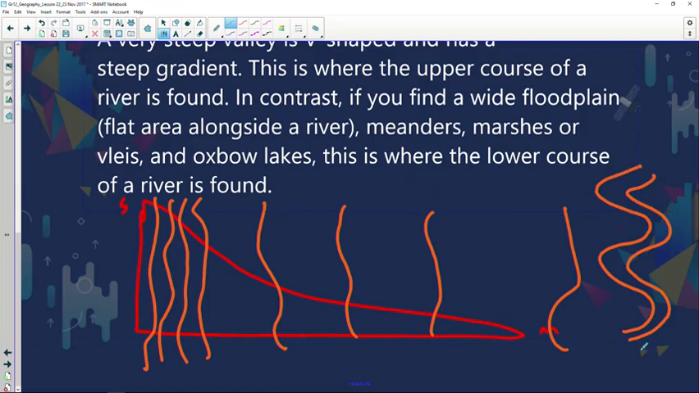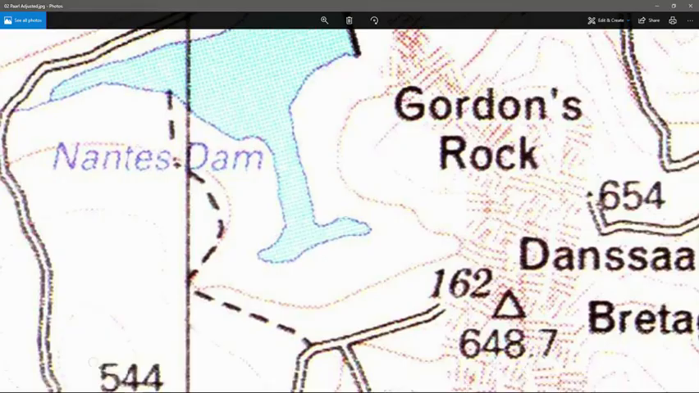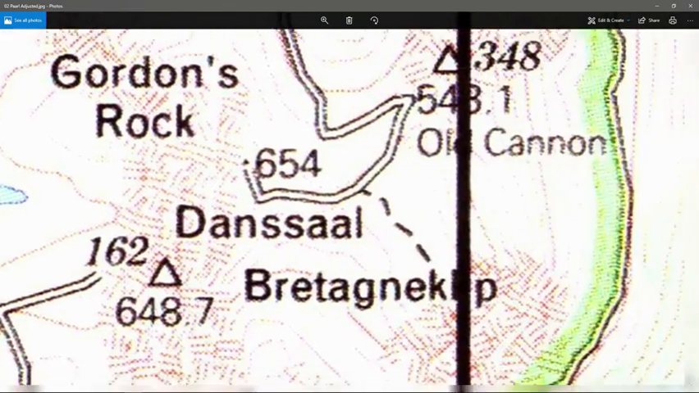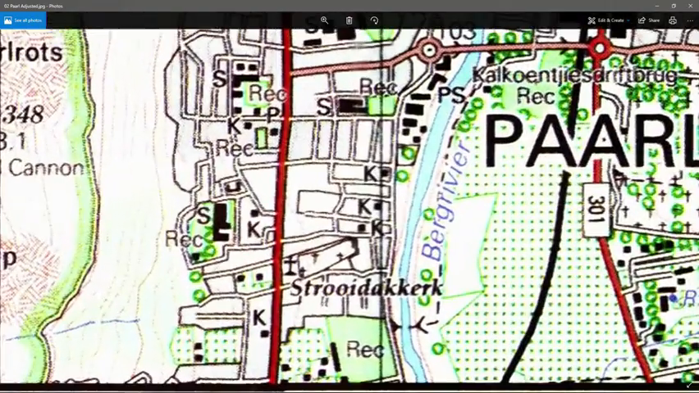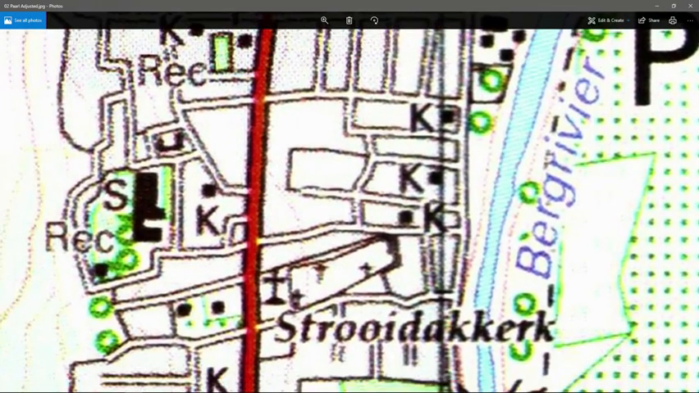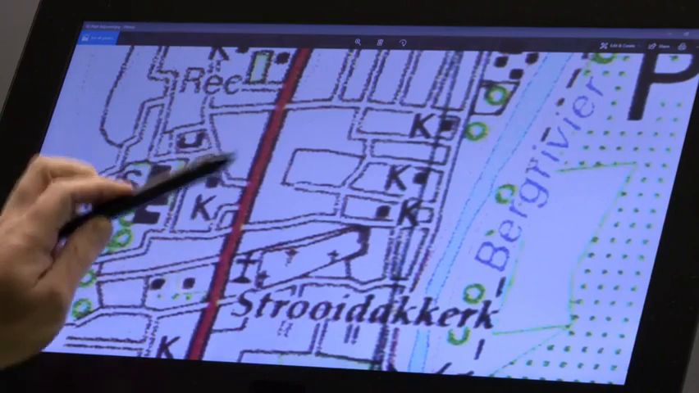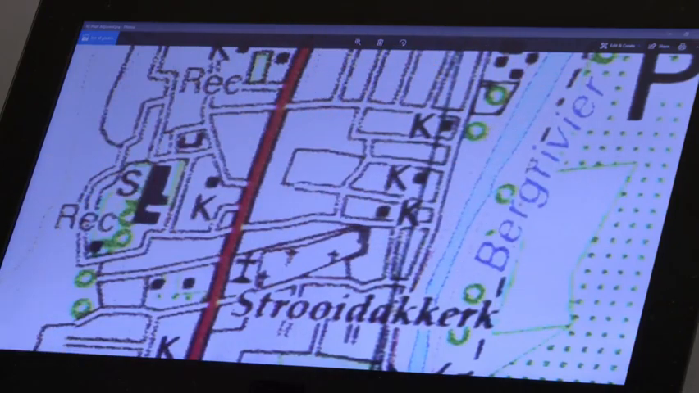Okay. First tip is you're just going to have a look at your contour lines. Now, if we go back to our map over here, I'm going to use the Berg River as an example. As you can see, this Berg River is definitely in the lower course. First of all, a very gentle gradient, because there's settlement next to it. You can see the farming taking place next to the Berg River. Why? Because it's situated in the floodplain.